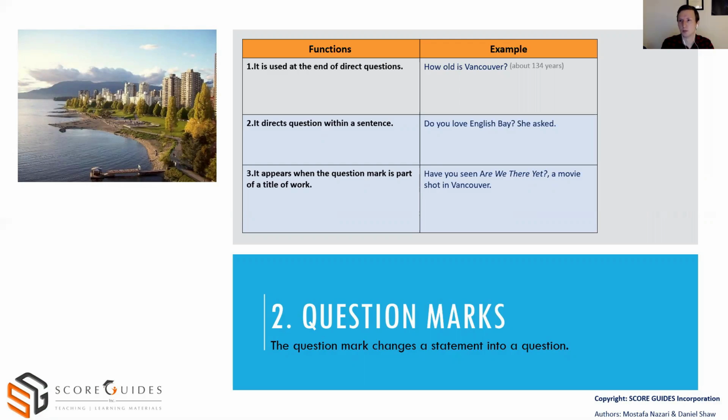We have the question mark at the end. You can also hear a slight intonation raise at the end. How old is Vancouver? So that will also help you understand that a question is being asked. Secondly, it directs a question within a sentence. Do you love English Bay? she asked. So again, we can hear the question, we can see the question mark. Do you love English Bay? she asked. And the third type of function, it appears when the question mark is part of a title of work.